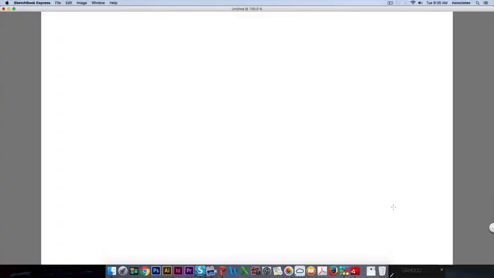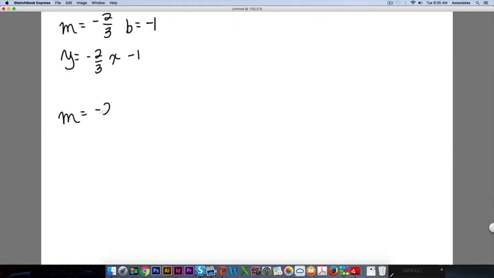The first one says the slope was negative 2/3, and the y-intercept was 0, -1, which means the y-intercept was -1. So this is really easy. y equals negative 2/3 x, because there's the slope, minus the y-intercept. Right there, it was -1. That was easy. The second problem said the slope was -2, and it went through the point 4, 5.